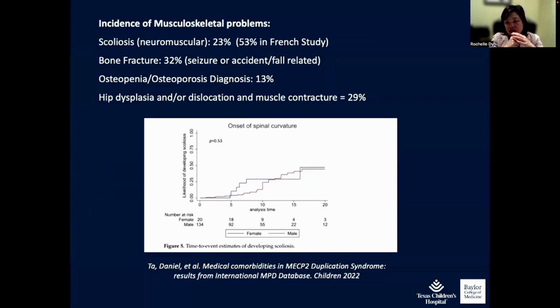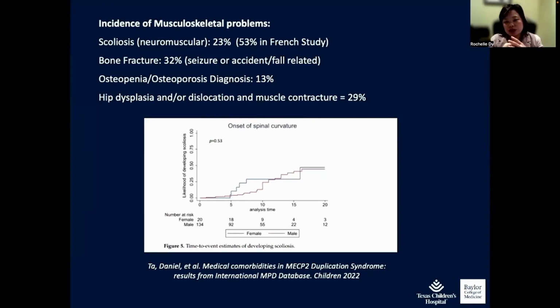This picture is just to show you the study that was done, showing the time frame in which neuromuscular scoliosis occurs: it is seen earlier in females, at about age 7, whereas in males it starts at about age 10.